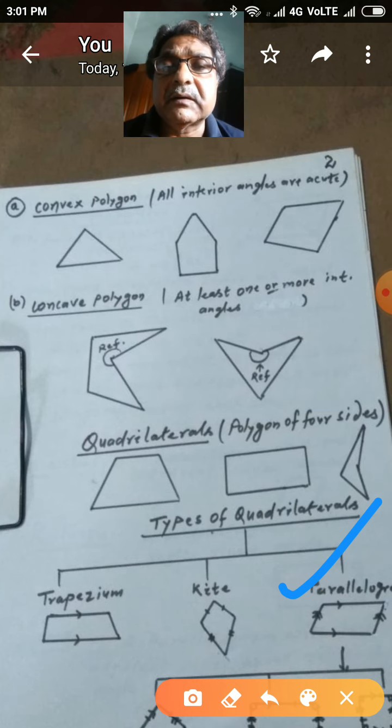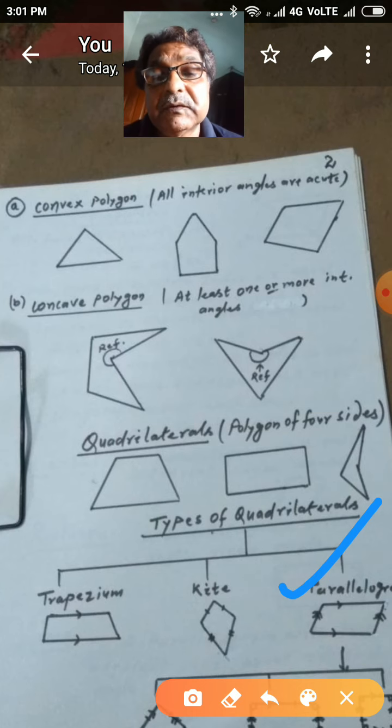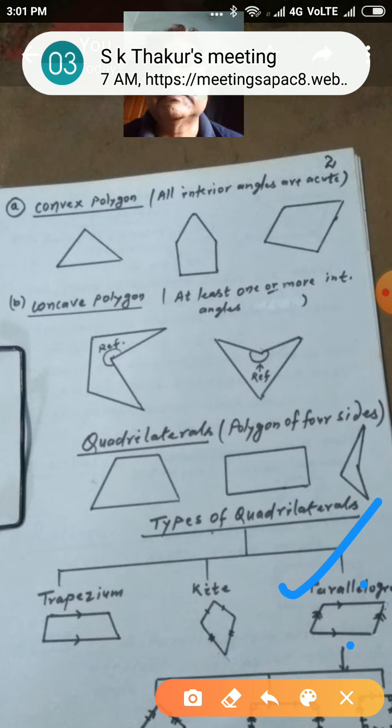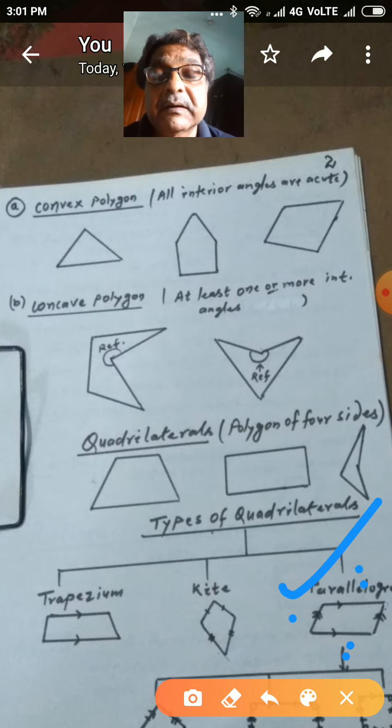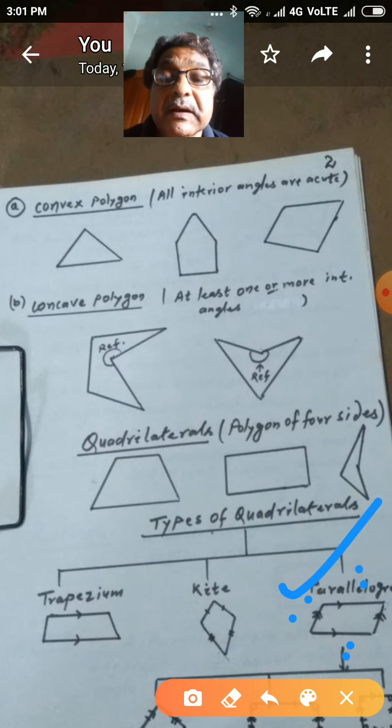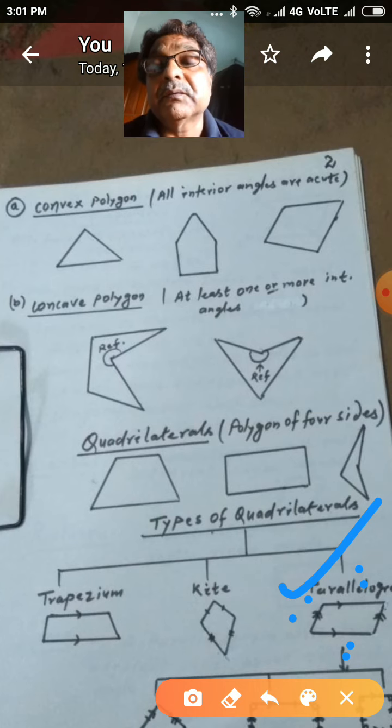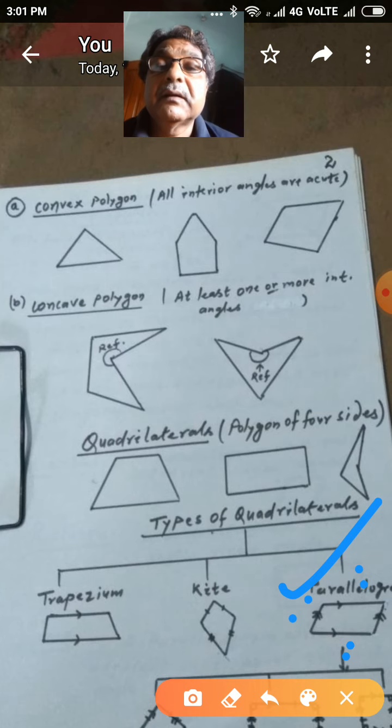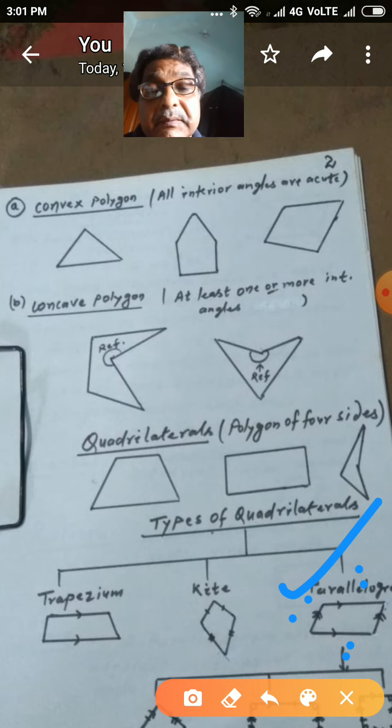Okay, so now the third category, that is parallelogram. A parallelogram is that quadrilateral, that four-sided closed figure, that polygon of four sides whose both pairs of opposite sides are parallel, means length parallel, breadth parallel, as it is indicated here by a single arrow in one pair and a double arrow in another pair. So when both pairs of opposite sides are parallel, the quadrilateral is called a parallelogram.